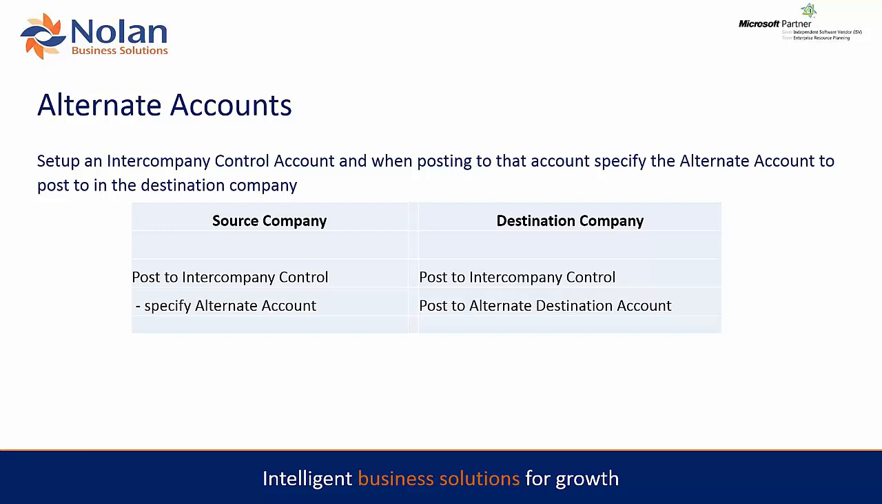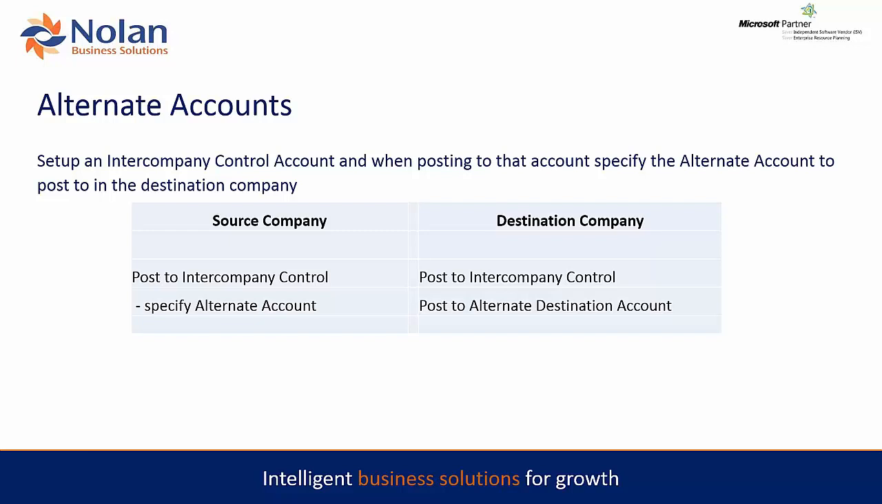One of the other setup options is what we call daisy chaining, where a source company can post to a destination company, which automatically posts to a third destination company and a fourth, as many as you need. And we have customers whereby they've set up different scenarios as to where they want that final expense to end up within their chain of companies.